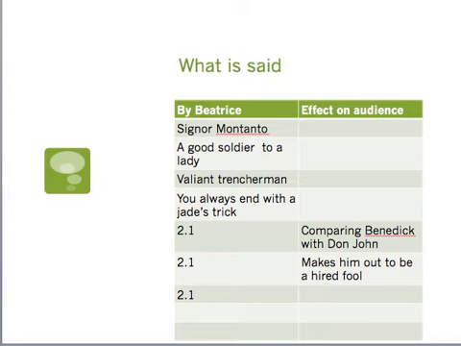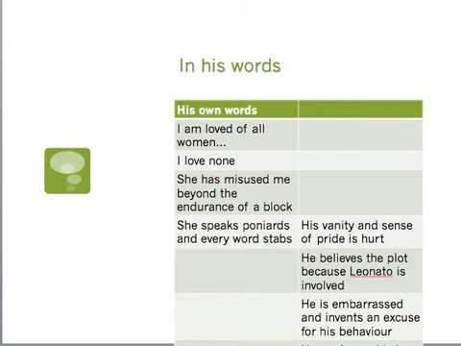So again, we'll look for Don Pedro's comments in 2-1, and Beatrice's comments in which he is compared with Don John. We'll look at Beatrice's comments again in terms of making him out to be a hired fool, and any other comments that they can find at this point, if only to make sure that we haven't just got an essay based on the first scene of the play.